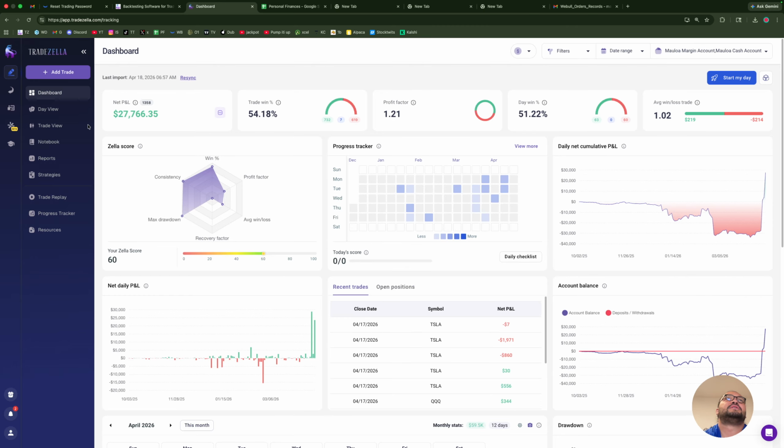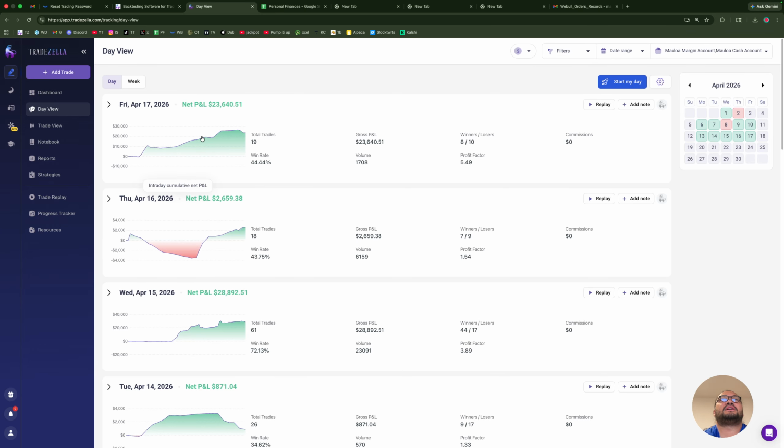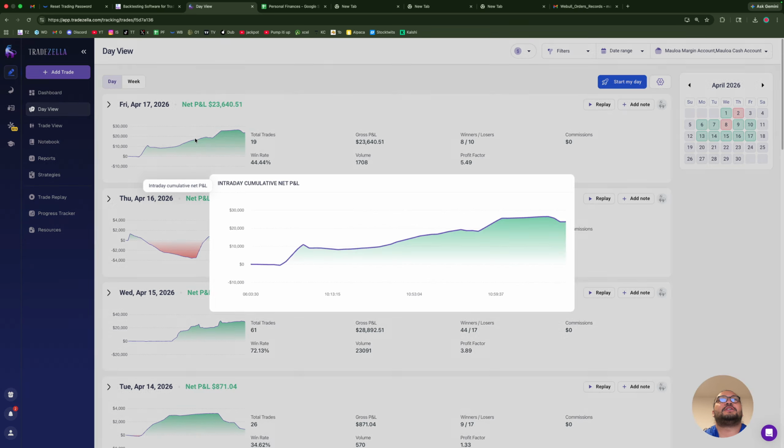So I go into day view. Once I go into day view, I click here. I took 19 trades, total of 23,640. Let's take a look at all my trades.